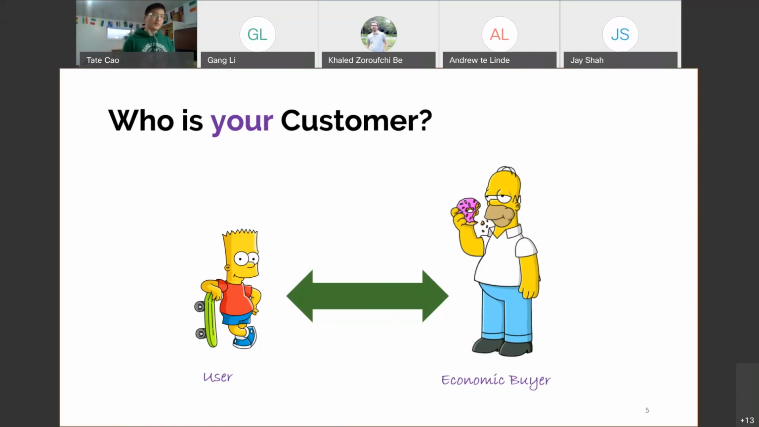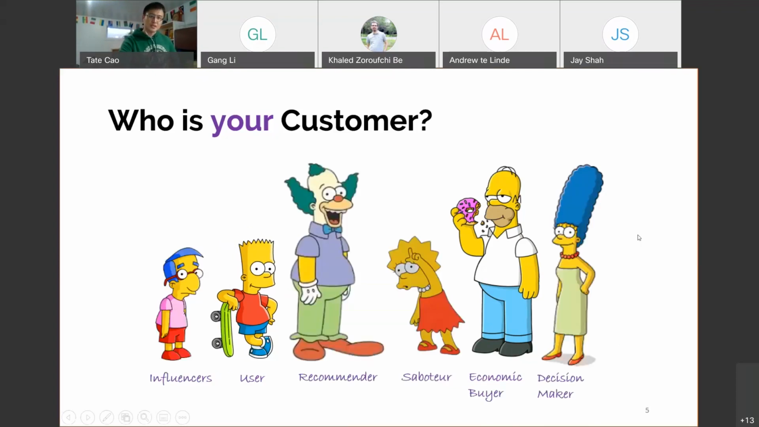And one of the more effective ways, you're realizing, maybe they're in the school. So you need to go through school boards. That might be more effective. So in that case, is the school board the economic buyer? Maybe. But the question of who is your customer is much more complicated in that situation. And then let's go back to the Simpson family.